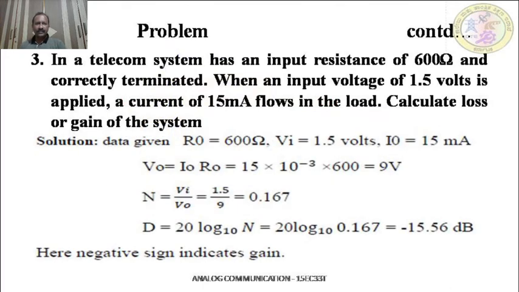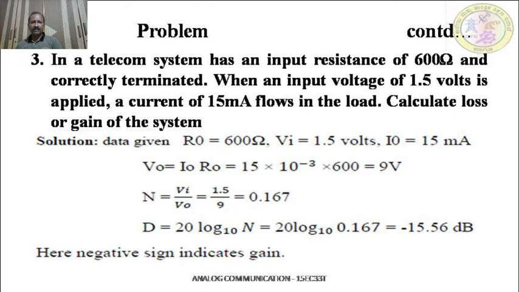Next problem: in a telecom system with an input resistance of 600 ohm and correctly terminated, when an input voltage of 1.5 volt is applied, a current of 15 milliamps flows in the load. Calculate loss or gain of the system. In this case, R0 value is given, input voltage is given as 1.5 volt and output current is given as 15 milliamps. Now here you need to calculate output voltage. Output voltage V0 is equal to I0 into R0. That means 15 milliamps into 600 is going to give 9 volt.